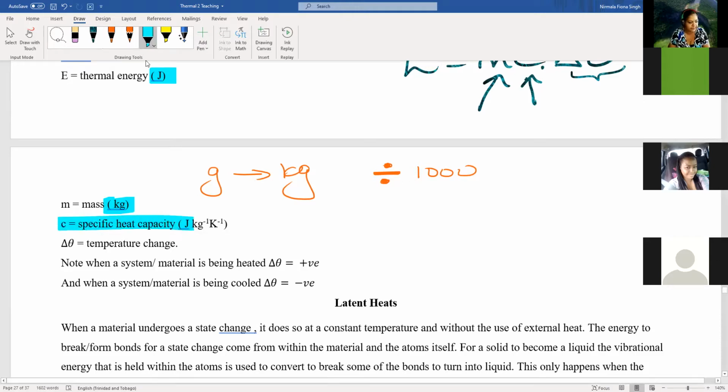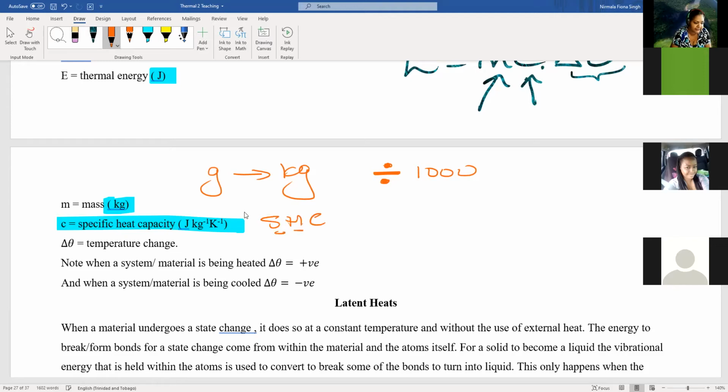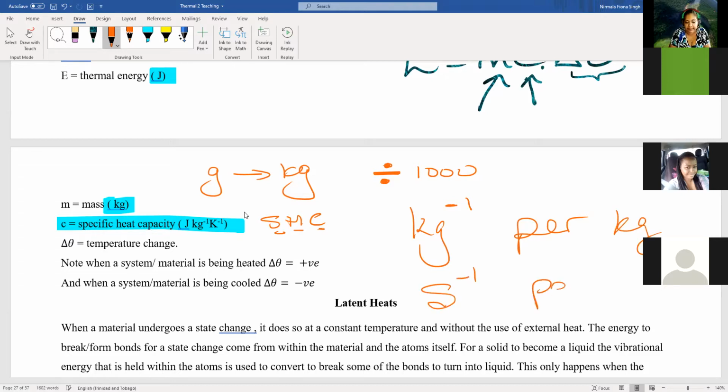Continue reading. The units for specific heat capacity, or as I call it, SHC, are joules per kilogram per Kelvin. Anytime you have something that has the power -1, we call it per that topic. So if I have kilogram to the -1, we call it per kilogram. If I have seconds to the -1, I call it per second. We have to learn how to say our things properly. You don't say joules, kg to the -1, K to the -1. That's for non-physics people. Let's say these things right.